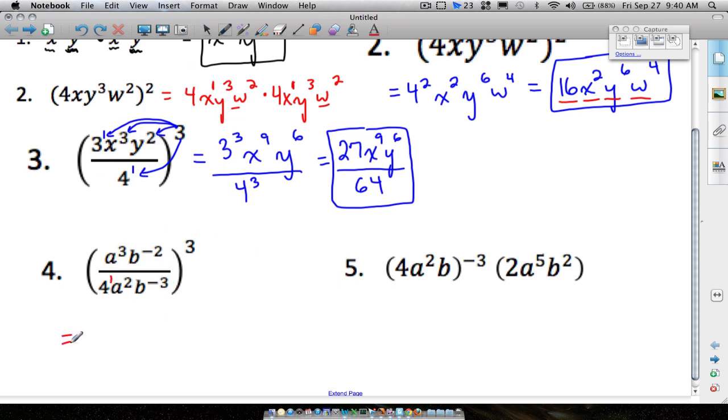So when we do this, up top, that's going to be a to the 9th, b to the negative 6. We'll deal with the negative exponent in a minute. For right now, I'm just going to multiply them all out. And now I'm going to do the same thing down here. We're going to multiply the 3 times 1, the 3 times 2, and the 3 times the negative 3. So this is all over 4 cubed, a to the 6th, and b to the negative 9 when we multiply those exponents.